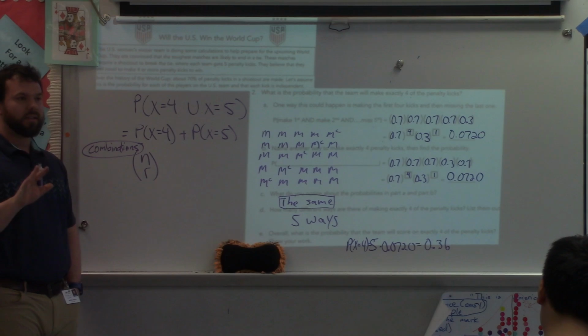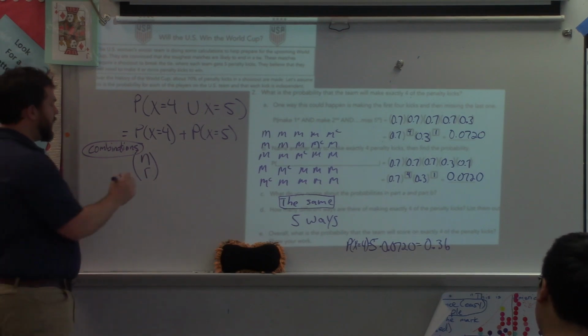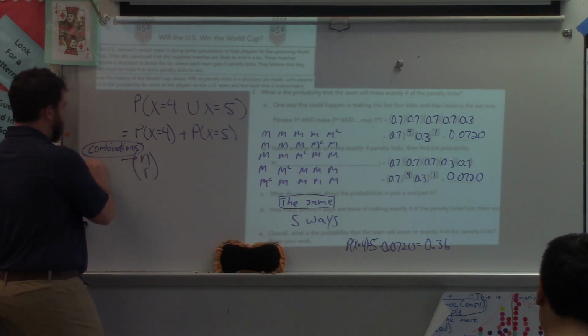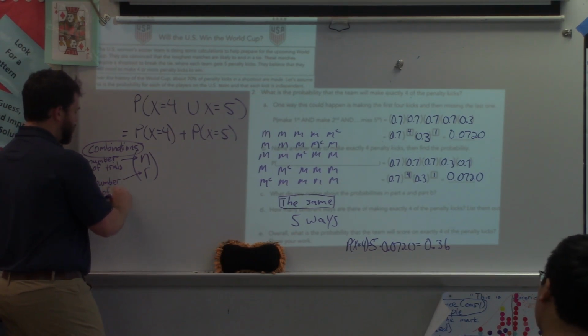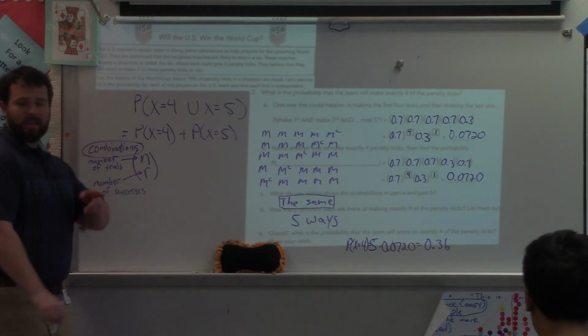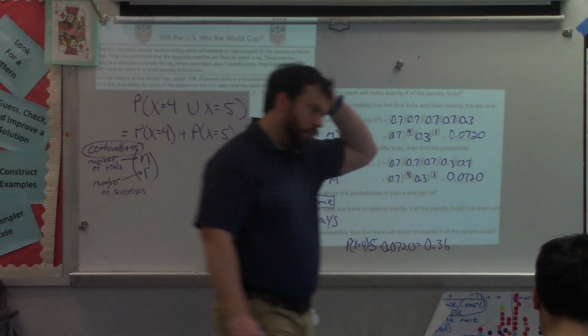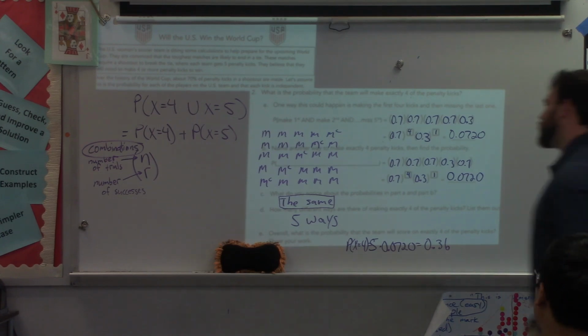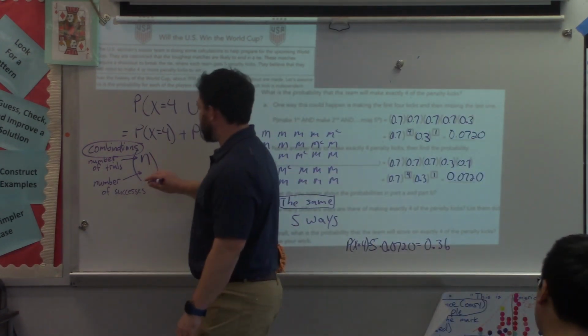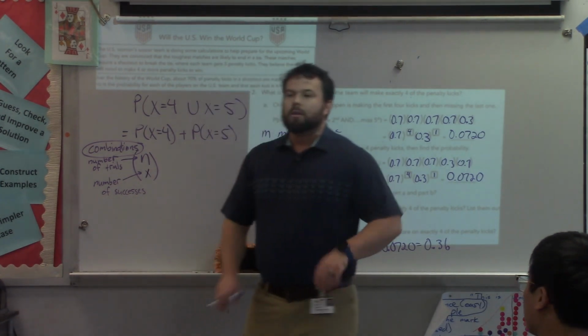Okay, so pause for a second. N is my number of trials. R is my number of successes. If you actually look at your formula sheet, it says X instead of R, maybe? Yeah, it says N choose X. Where's this at? Oh, the binomial distribution.